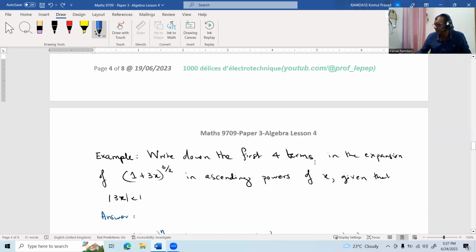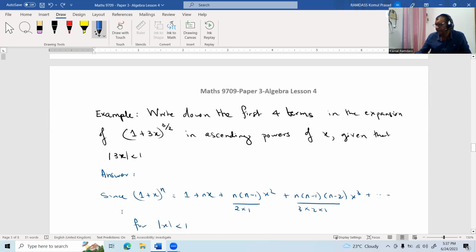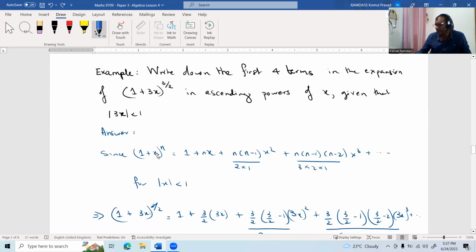Write down the first 4 terms in the expansion of (1 + 3x)^(3/2) in ascending powers of x, given that |3x| is less than 1. There is an infinite condition here. OK, answer. We know that (1 + x)^n is equal to 1 + nx + n(n − 1)x² divided by 2 + n(n − 1)(n − 2)x³ divided by 6.